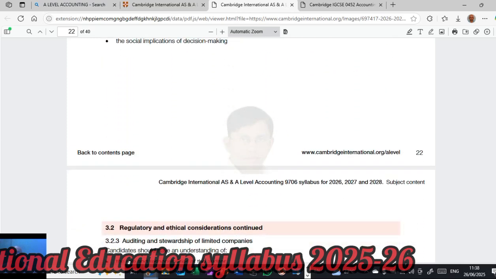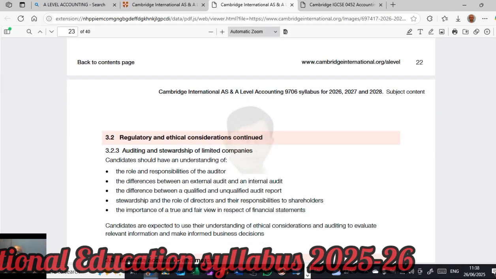So regulatory and ethical considerations continue. Auditing and stewardship of limited companies. What is auditing? Why is it done? What are the areas? Candidates are expected to use their understanding of ethical considerations and auditing to evaluate economic information and make informed business decisions. So even this is very important.